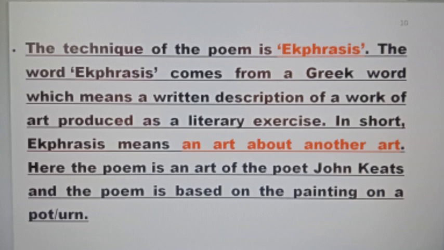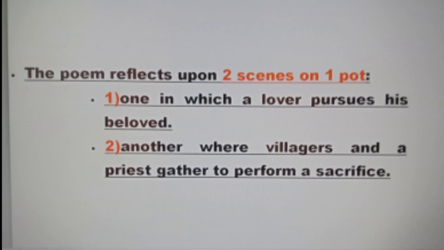The poem reflects upon 2 scenes. The first one in which a lover pursues his beloved. The second one, where villagers and a priest gather to perform a sacrifice.